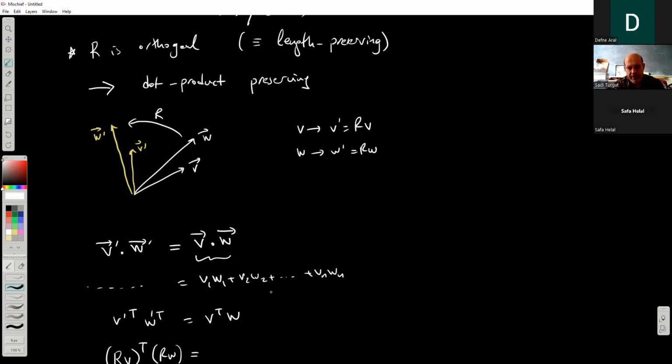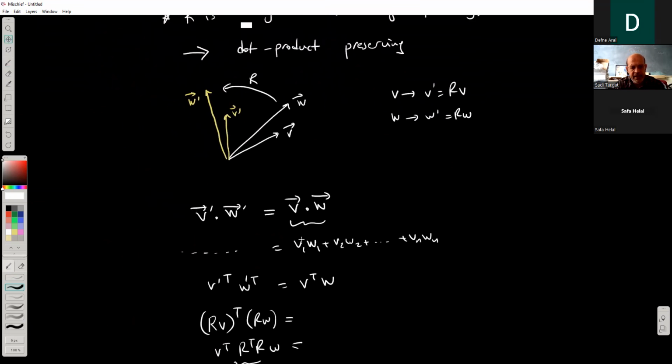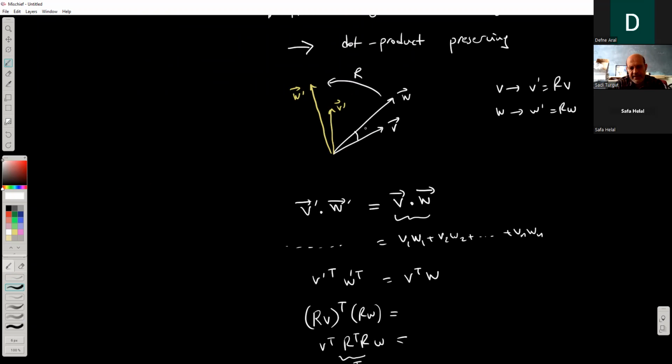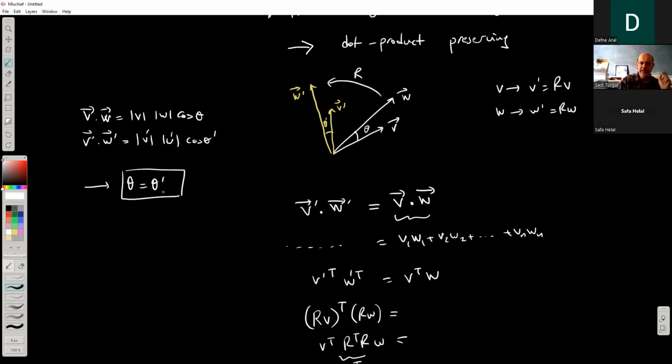Now the idea in here is this. Let me just write this thing down in here. If that angle is theta and that angle is theta prime, if you remember, we can also express the dot product in terms of the lengths of the vectors and the cosine of the angle between them. And so V prime dot W prime is equal to the length of V prime times the length of W prime times cosine theta prime. Since the rotations are both length preserving and dot product preserving, it also implies that it's angle preserving. So the angle between two vectors does not change under these kinds of orthogonal transformations.